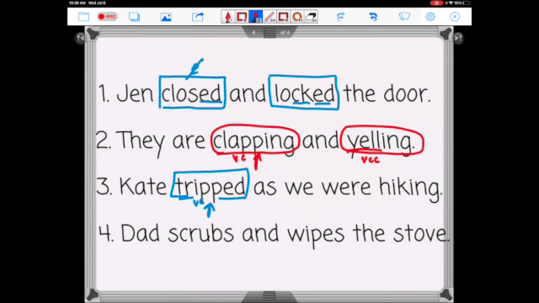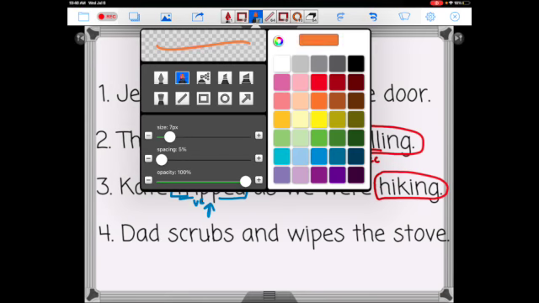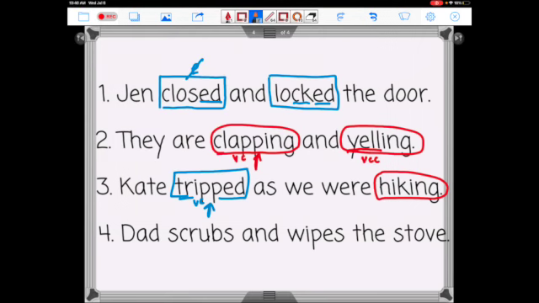In the bottom sentence, we have no INGs. Is there one that I'm missing? I hope you said hiking. I almost skipped over sentence three with the word hiking. Kate tripped as we were hiking. Let's pick one new color and find our S words. When I look for those, sentence one, no words with S added. Sentence two, only ING. Sentence three, ED and ING.